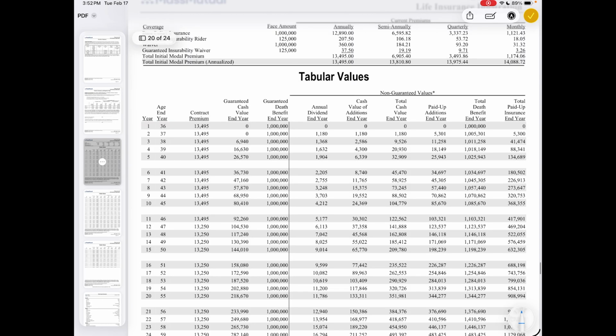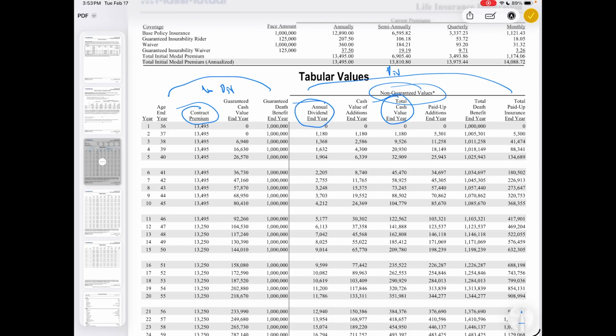So this ledger shows us the guaranteed columns and then the non-guaranteed columns. Again, one assumes there is no dividend and one assumes there are dividends. And we see a lot of very familiar columns here, things like the contract premium, the total cash value that has accumulated in the policy, the dividends that will be earned, the death benefit outstanding on the policy.